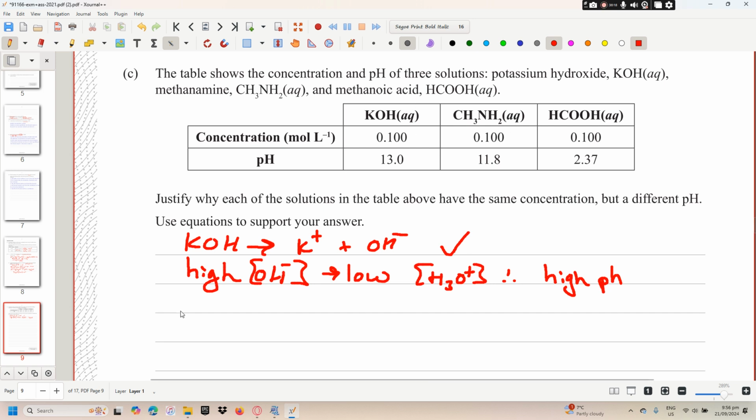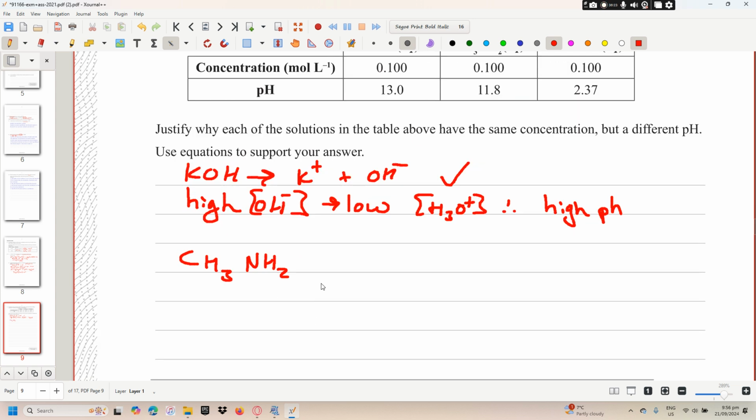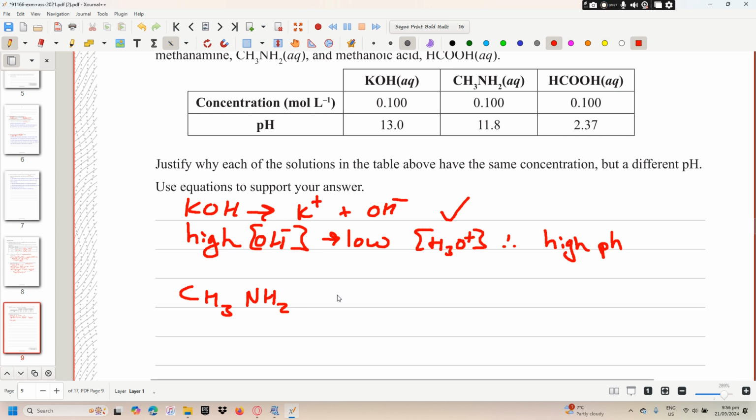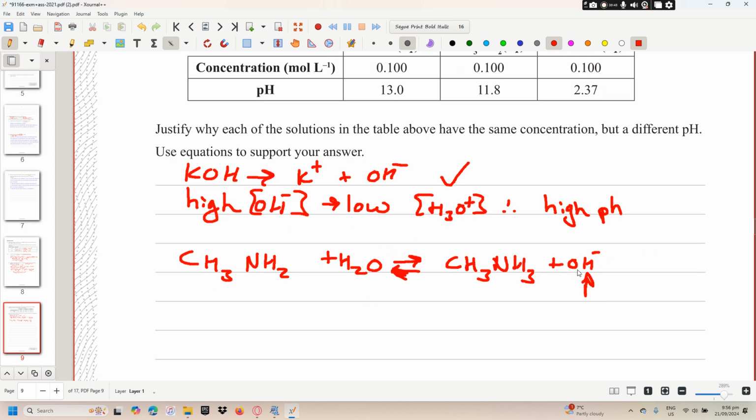The next one is CH3NH2. Now this is a base as well because it accepts a proton. So this can react with, say, water, and it's in equilibrium, and it produces NH3 plus OH minus. And these OH minuses that are produced are what makes it basic.